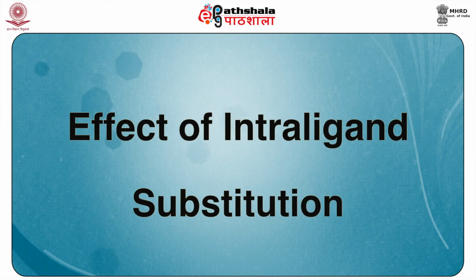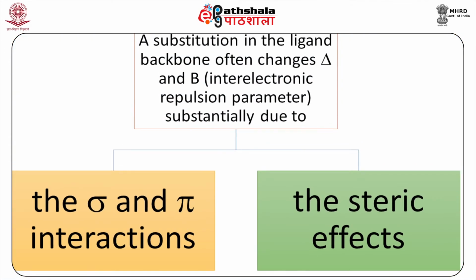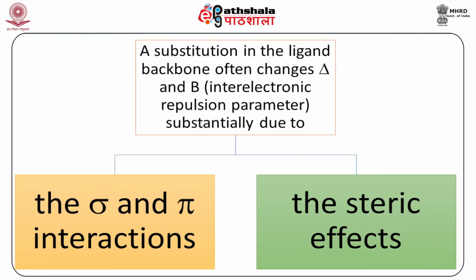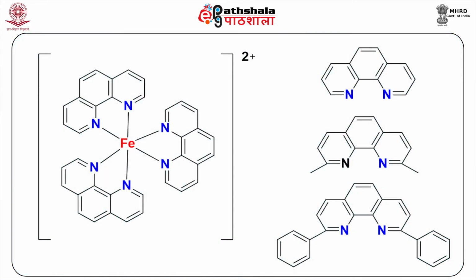Effect of intra-ligand substitution. A substitution in the ligand backbone often changes delta and B substantially, due first to the sigma and pi interactions, and second to the steric effects. This leads to a modification in magnetic property. This has been illustrated with the group of complexes shown on the screen.